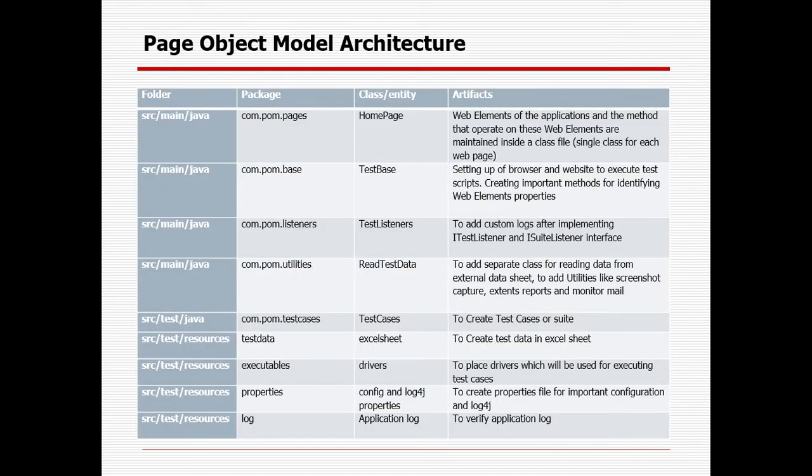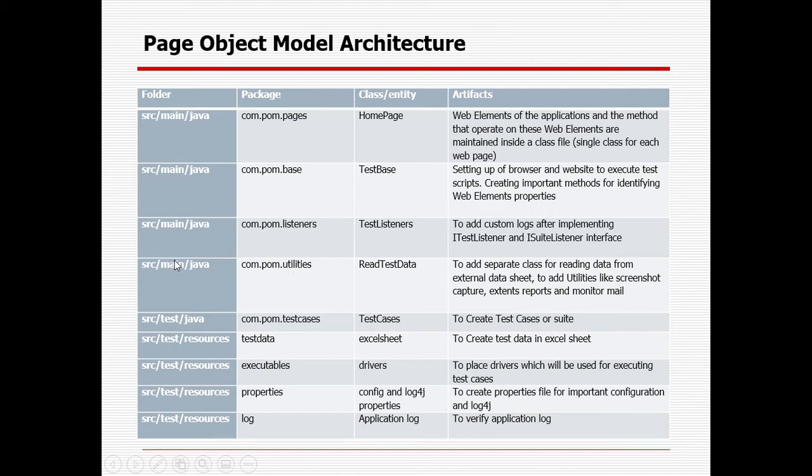Then whenever we create any framework with the help of POM, this is the architecture. As and when we create a Maven project, there will be four basic folders: SRC main Java, SRC main resources, SRC test Java, and SRC test resources. In SRC main Java, we'll create four packages: one for pages, one for base class, one for listeners, and one for utility.